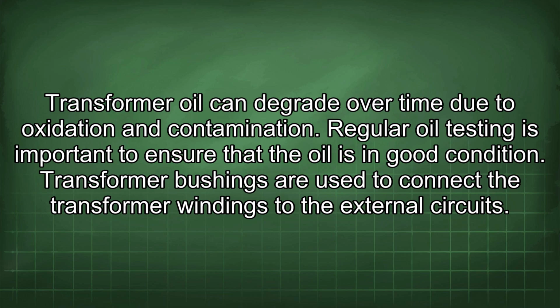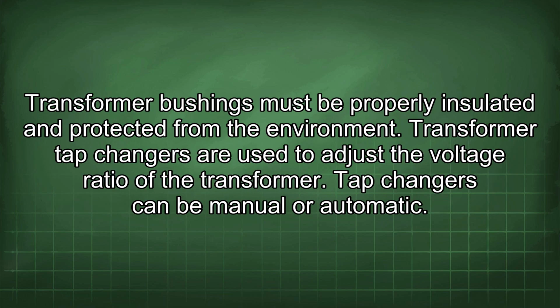Transformer bushings are used to connect the transformer windings to the external circuits. Transformer bushings must be properly insulated and protected from the environment. Transformer tap changers are used to adjust the voltage ratio of the transformer. Tap changers can be manual or automatic.